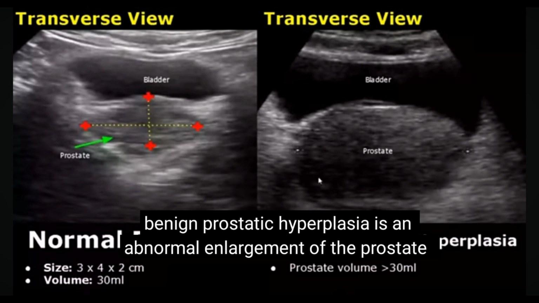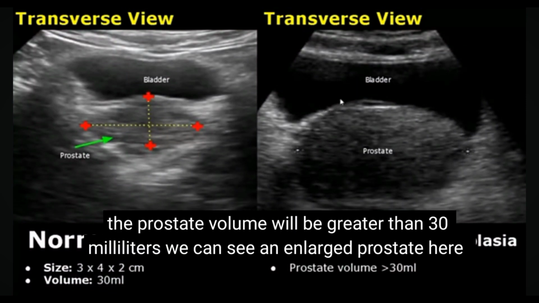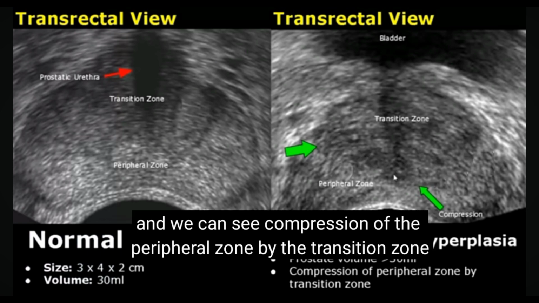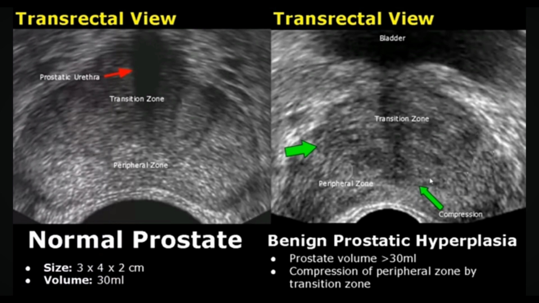Benign prostatic hyperplasia is an abnormal enlargement of the prostate. The prostate volume will be greater than 30 milliliters. We can see an enlarged prostate here. In our transrectal view, we can see more clearly that BPH occurs in the transition zone, and we can see a comparison of the peripheral zone and the transition zone.